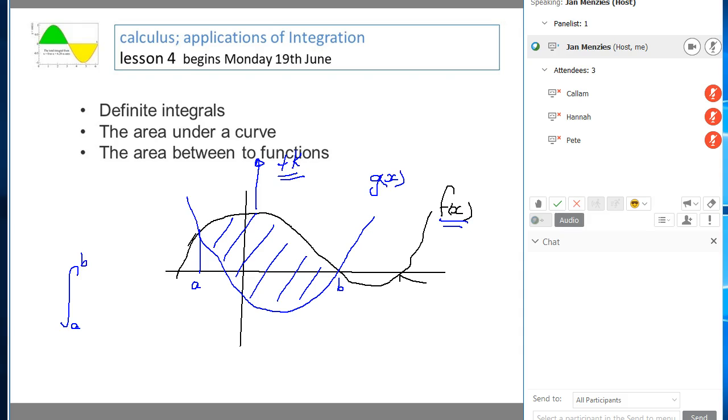So we're going to do the definite integral from A to B of the top function. Even though f of x ends up underneath, the area we are interested in, f of x is the higher function. So it's going to be the higher function take the lower function, and we're going to integrate with respect to x.